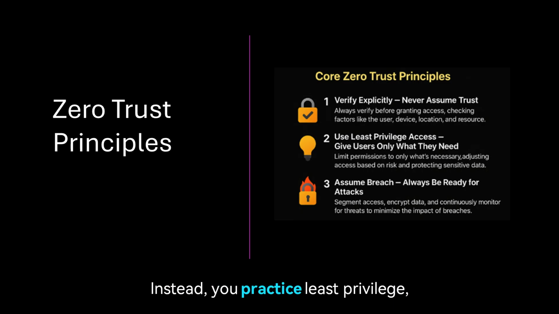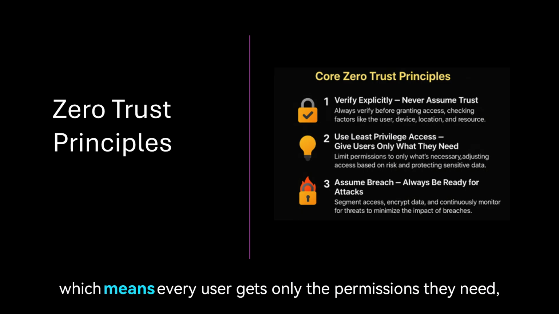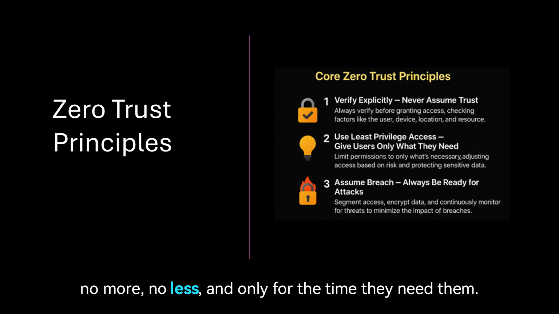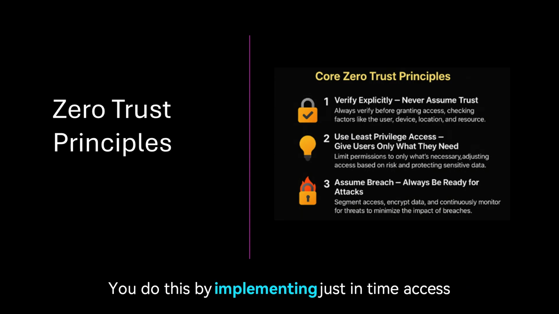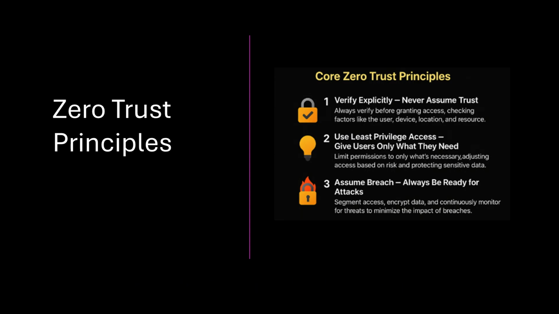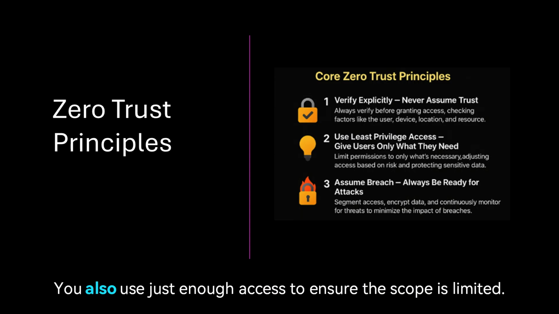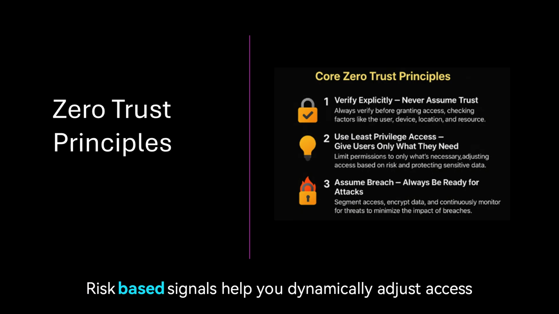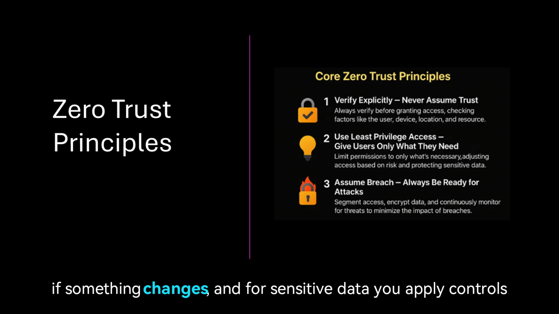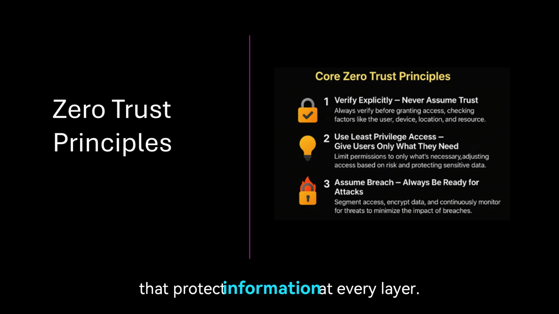Instead, you practice least privilege, which means every user gets only the permissions they need, no more, no less, and only for the time they need them. You do this by implementing just-in-time access, so permissions expire when they're no longer required. You also use just enough access to ensure the scope is limited. Risk-based signals help you dynamically adjust access if something changes. And for sensitive data, you apply controls that protect information at every layer.